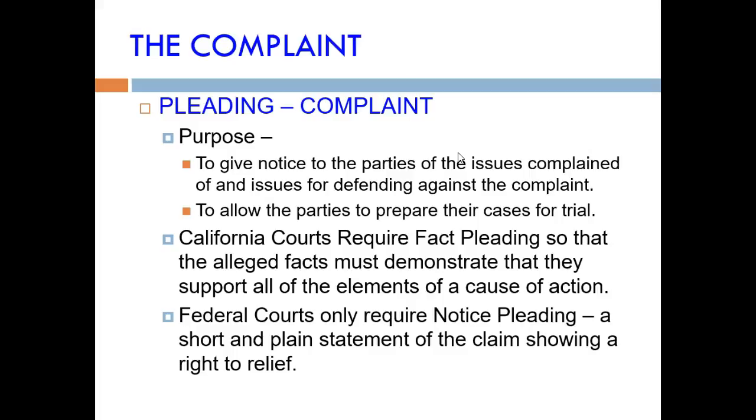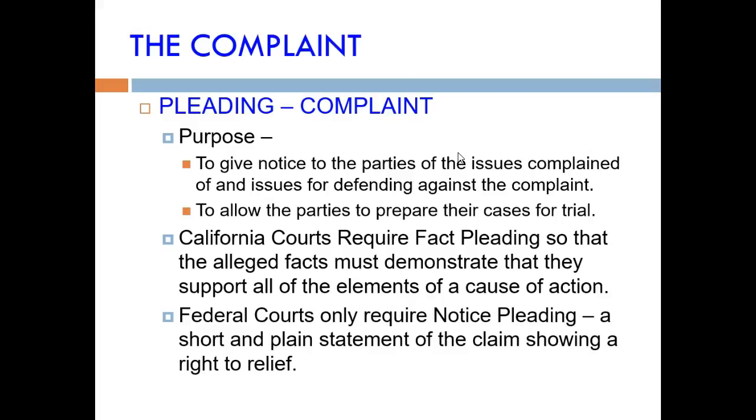Okay, California courts require what is called fact pleading, so that you have to allege facts that must demonstrate all of the elements of the cause of action that you are going after. So if you had a breach of contract cause of action, you'd have to plead facts that show that you have a contract, an enforceable contract. You'd have to plead facts indicating that the other side created a material breach of that contract. And then you'd have to plead facts that indicate that you have suffered damages as a result. If you don't plead all those facts, you will not have a cause of action, and your case will be kicked out of court if you happen to file it without having those facts.